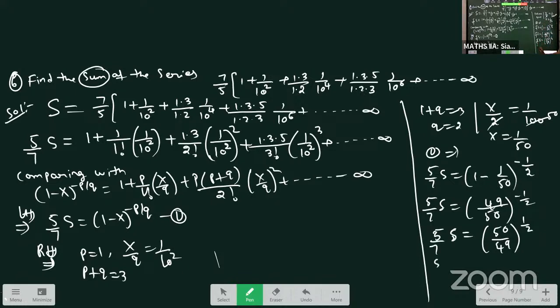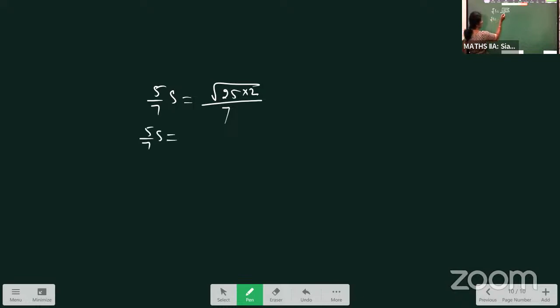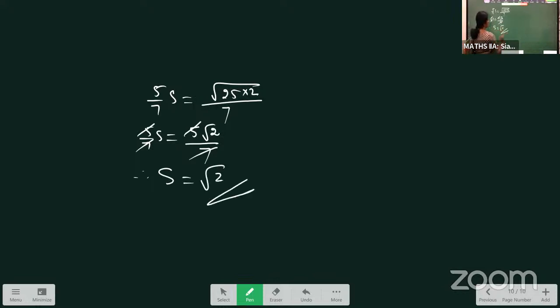Now, 5 by 7 S is equal to 50 by 49 to the power 1 by 2, which can be written as square root of 50 by 49. Now 5 by 7 S is equal to square root of 50, that is 25 into 2, by square root of 49, which is directly 7. 5 by 7 S is equal to square root of 25 is 5 and square root of 2 as it is, by 7. Both the sides, 5 cancel and 7 cancel. Therefore, the sum of the given series is root 2.